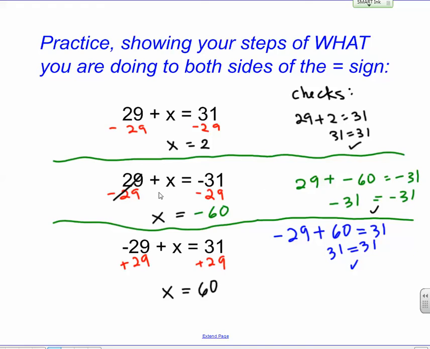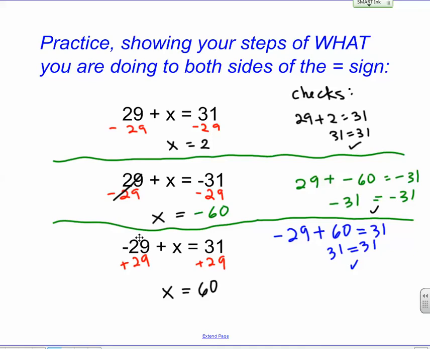The second one, this time same numbers, except this is a negative 31, so I isolate x the same way. I'm going to subtract 29 from both sides. On the left side we're left with x, and negative 31 minus 29 is negative 60. Remember, you add the opposite, so it's really negative 31 plus a negative 29, and that's negative 60. I show my check. I write the original equation, substituting negative 60 for x, and 29 plus a negative 60 is a negative 31. And now the left side is equal to the right side, and I know I'm right.